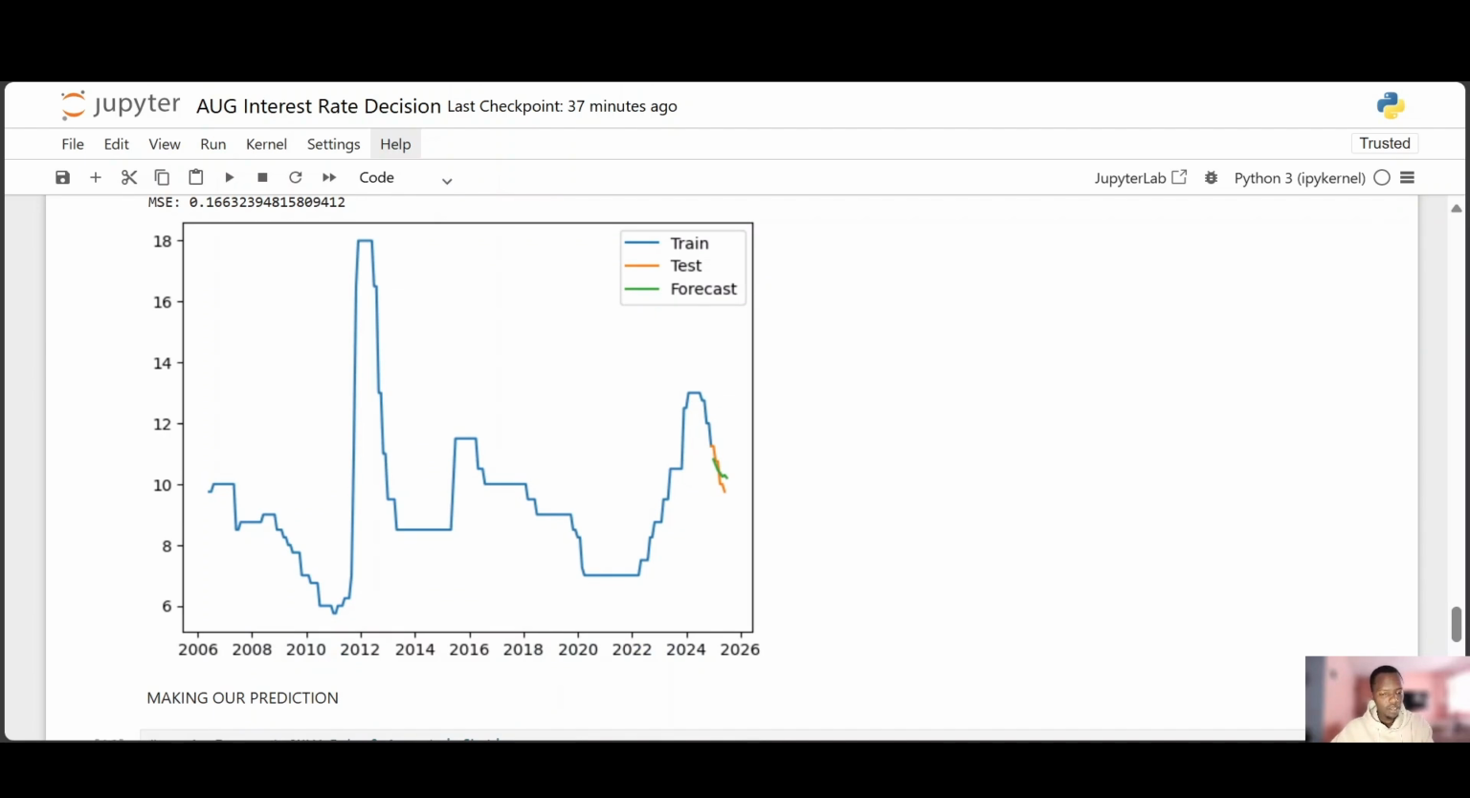And so now let's go into our plot over here. Our trained data, as discussed earlier on, was running from June 2006 to December 2024, and then our test data was running from January 2025 to June 2025. And our forecast, you can see it's kind of off. The orange line represents our test data, the green line represents our forecast data. If I'm wrong with the colors, please forgive me.